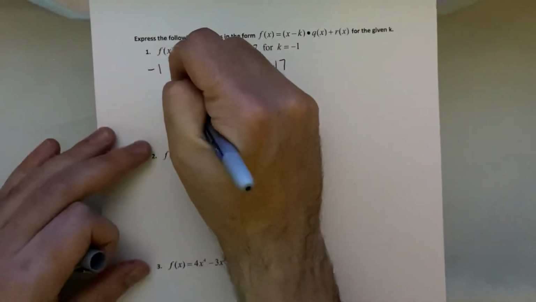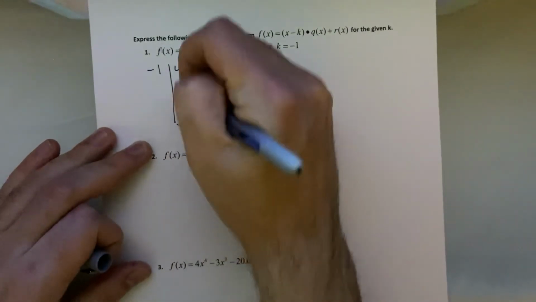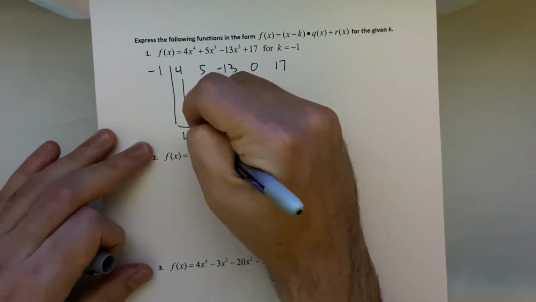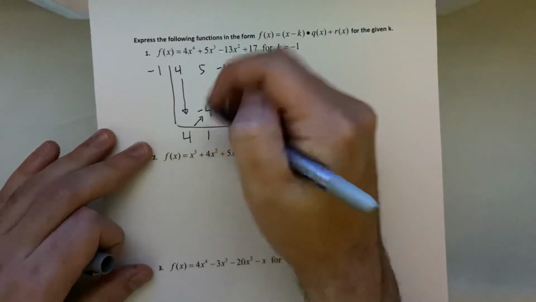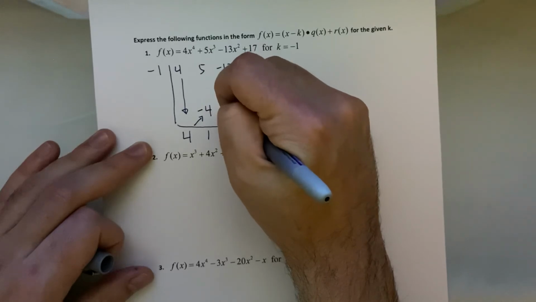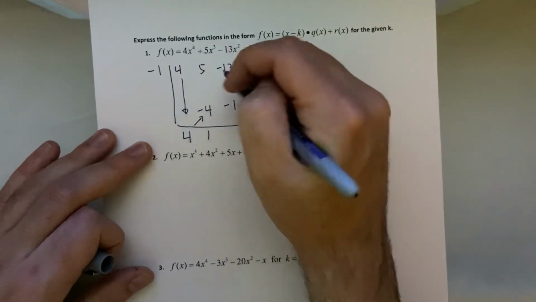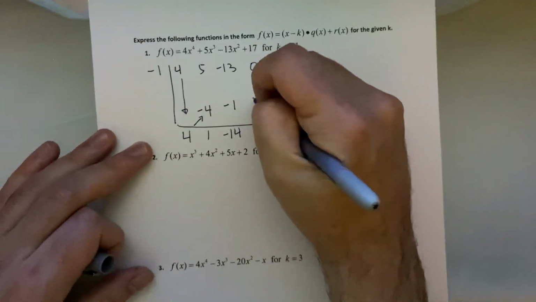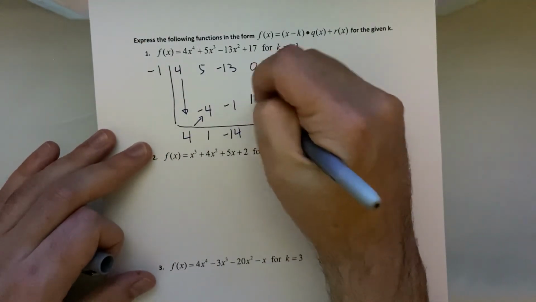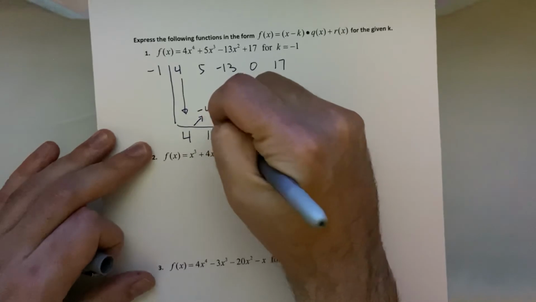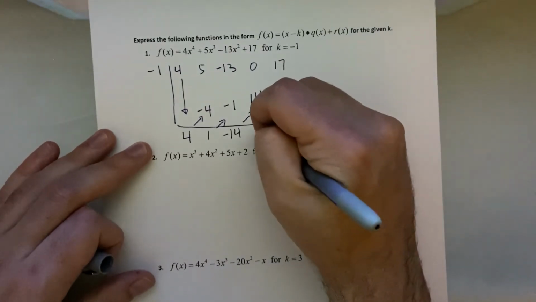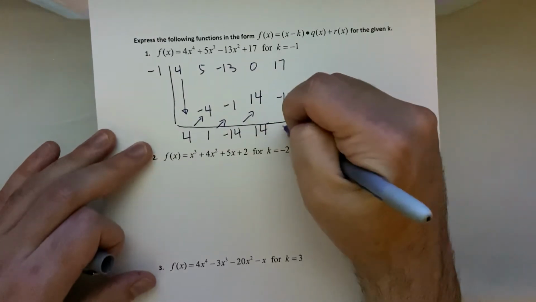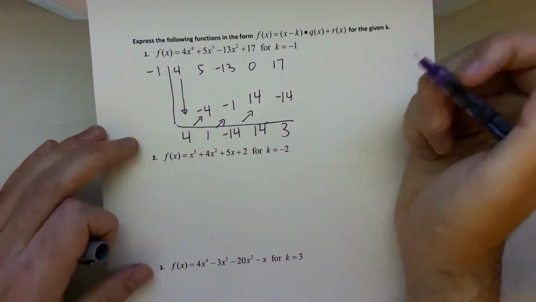4 comes down. 4 times negative 1 is negative 4. 5 plus negative 4 is 1. 1 times negative 1 is negative 1. Negative 13 plus negative 1 is negative 14. Negative 14 times negative 1 is 14. 0 plus 14 is 14. 14 times negative 1 is negative 14. 17 plus negative 14 is 3.